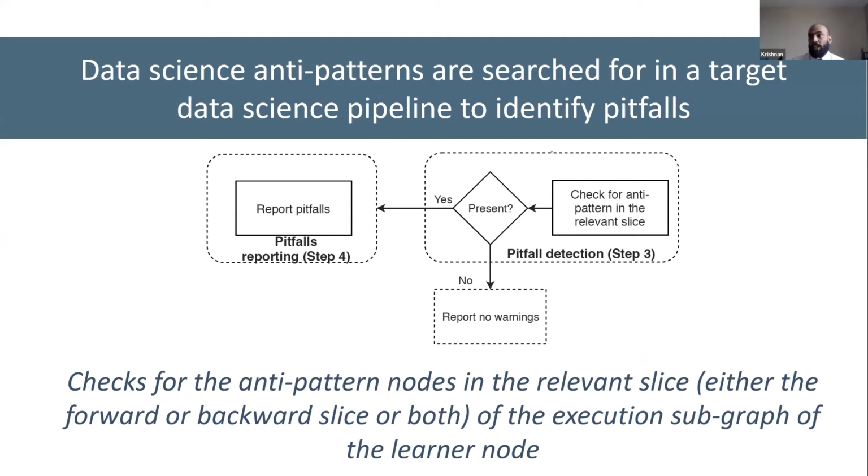For instance, if you do not remove correlated variables in your analysis, you will find that by seeing that there is no correlation filter present in the pipeline. Similarly, for other pitfalls, there are specific anti-patterns that appear. So we search for a relevant anti-pattern in the execution subgraph of the learner. If the relevant anti-patterns are present, we report them. If not, we say there are no pitfalls.